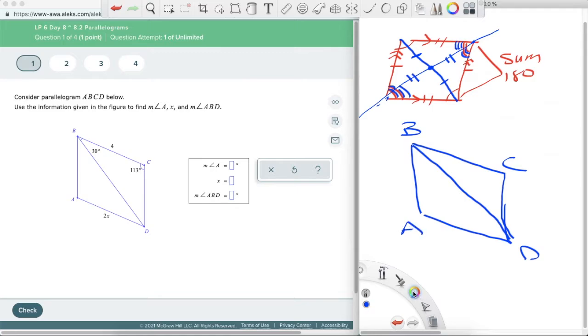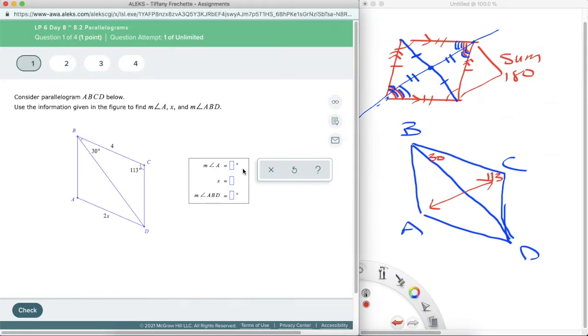And let's see. They give us, this guy up here is 30. They also give us this guy over here is 113. And they want to know what A is. Well, if I ignore this line going through, these are opposite angles. And remember, opposite angles are congruent if it's a parallelogram. Well, we know it's a parallelogram. They're telling us it's a parallelogram.